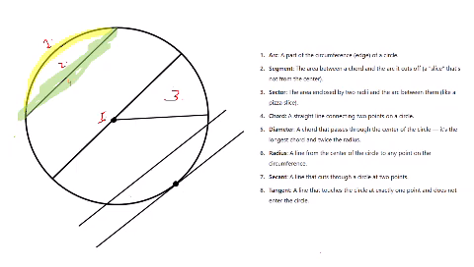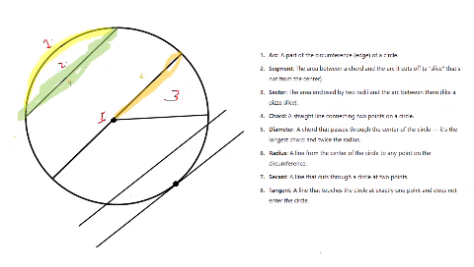Then we have radius. This is a line from the center of a circle to any point on the circumference. So this is from the center of the circle to any point of the circumference. We will say this is your number 6, that is your radius.